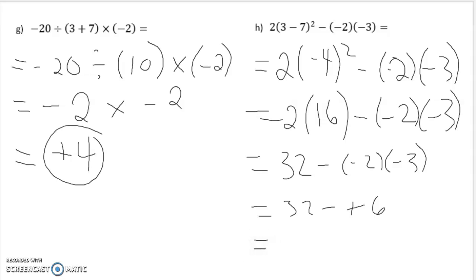And now our last and final step. Remember earlier we talked about if we have 2 signs back to back, if it's a negative and a positive, we replace it with a negative. So this actually means 32 minus 6, and 32 minus 6 gives us 26 for our final answer.